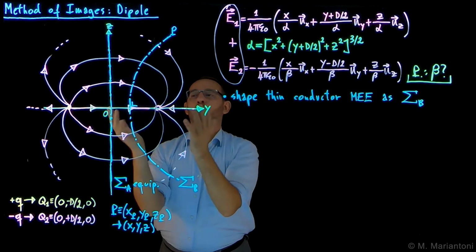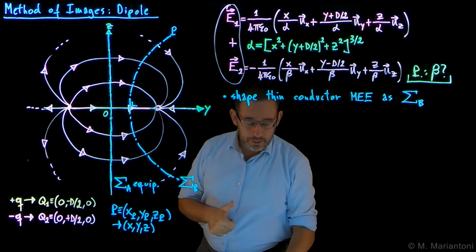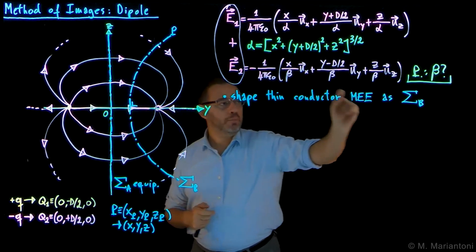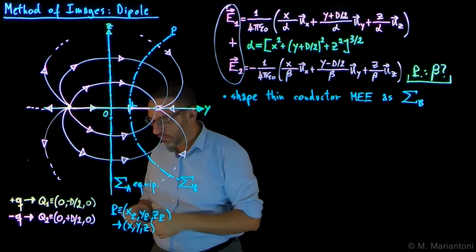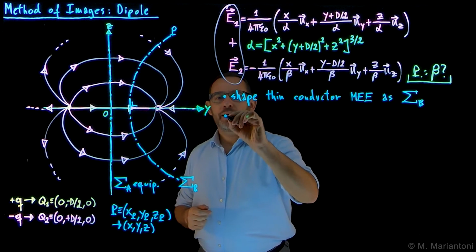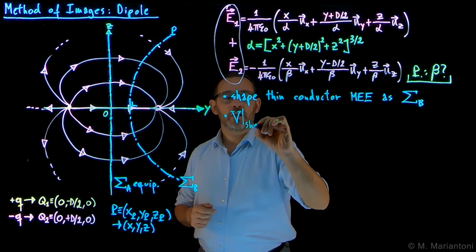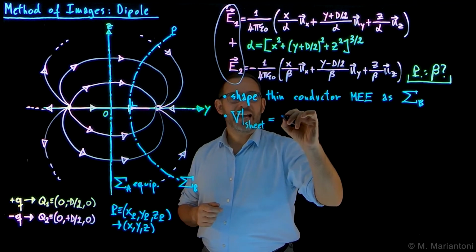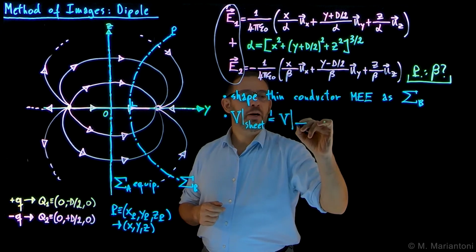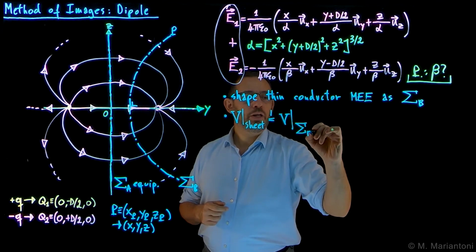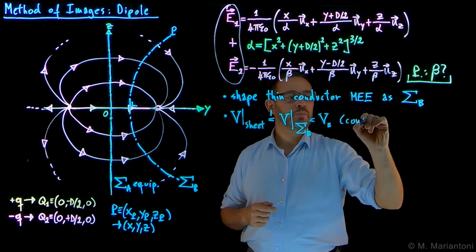You need to shape it in 3D, which is a little more complicated, but this is the cross-section on this board. So that's the first step of this recipe: we shape a thin conductor in ME as the shape of capital Sigma B. Of course, I could also shape it as capital Sigma A or any other equipotential surface. The next thing we do, we set the electrostatic potential V on this sheet of conducting material to be exactly the constant V on capital Sigma B, which is nothing but a constant VB. It's a constant because it's an equipotential surface.